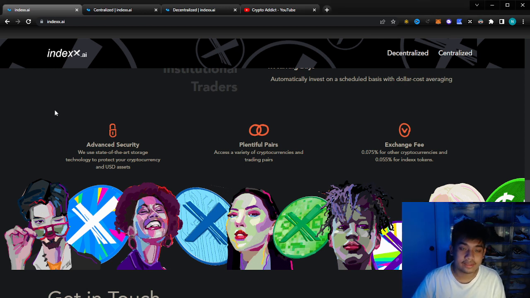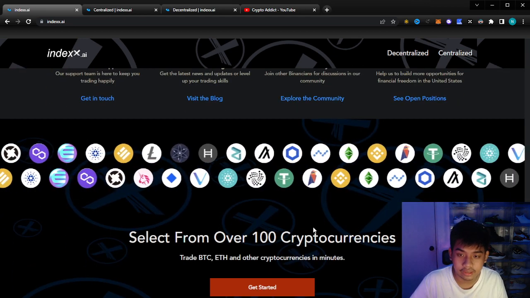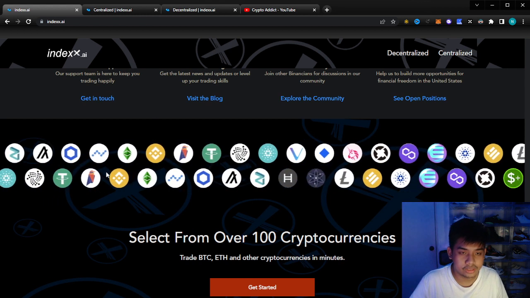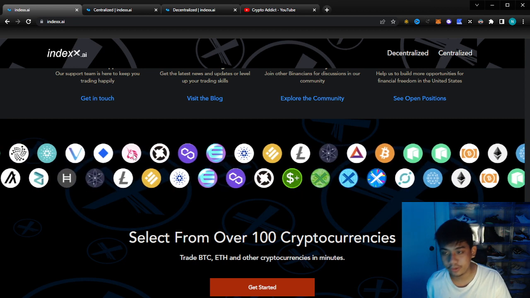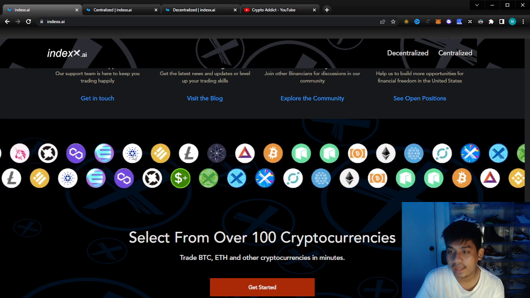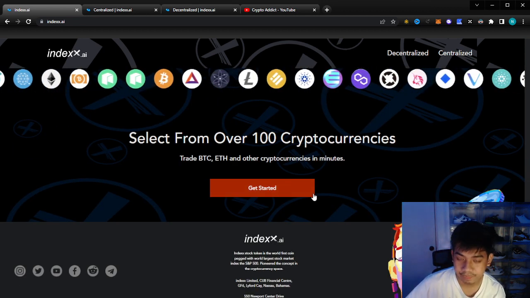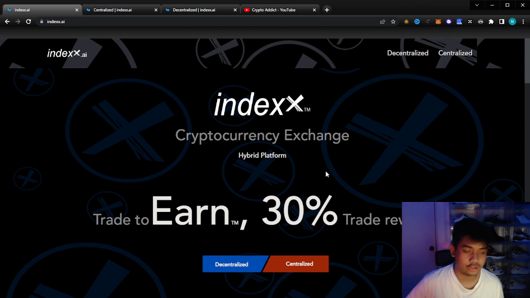They are also using state-of-the-art storage technology to protect your cryptocurrency and also other fiat assets that you have. There are a lot of cryptocurrencies available. As you can see here, there are over 100 cryptocurrencies, which include Index token, Tether, Zilliqa, Bitcoin, Ethereum, Bitcoin Cash, Ethereum Cash, and many more. So just choose which you want to use and start building your portfolio on Indexx.ai.